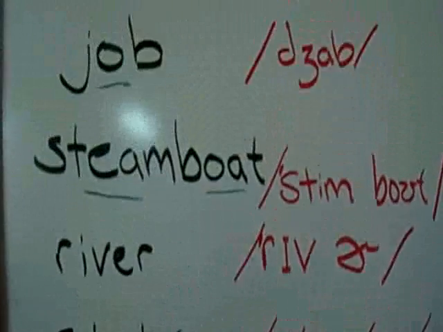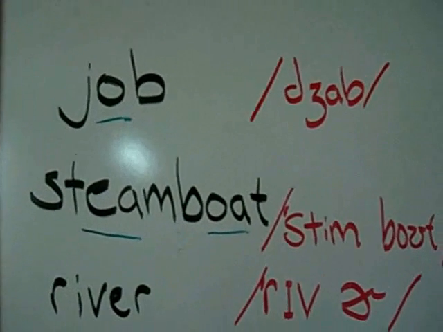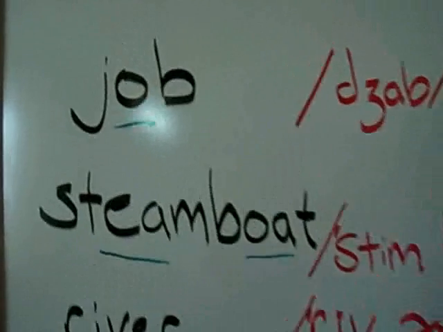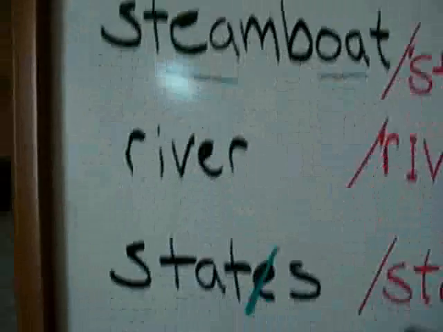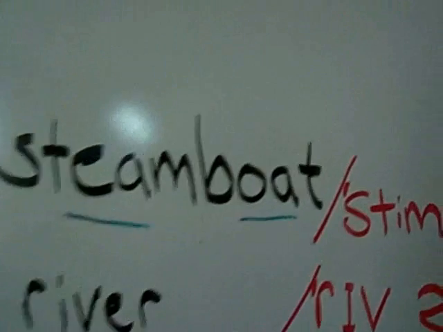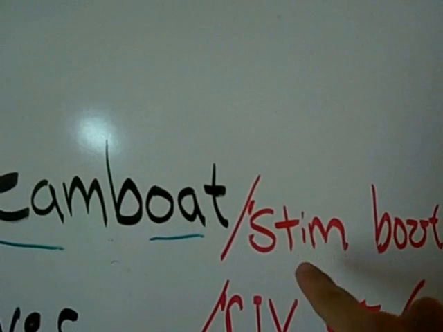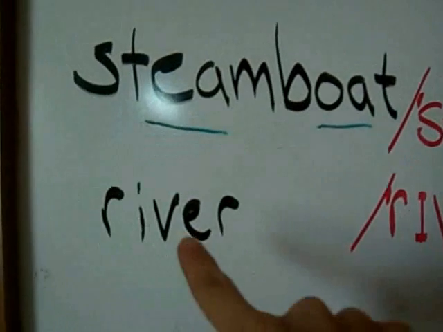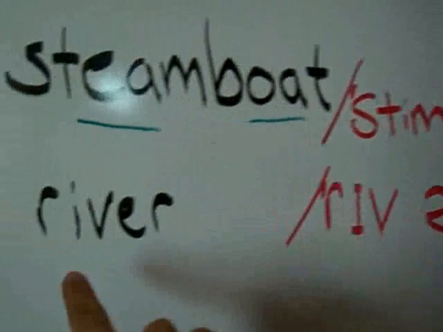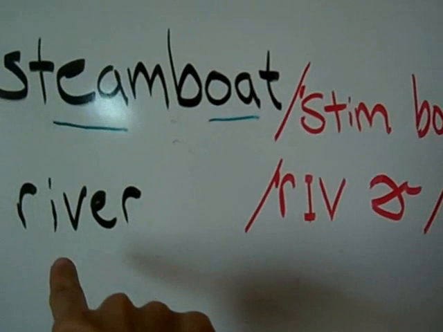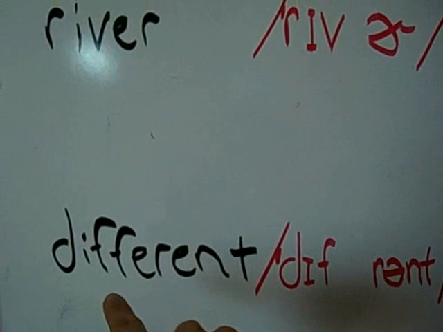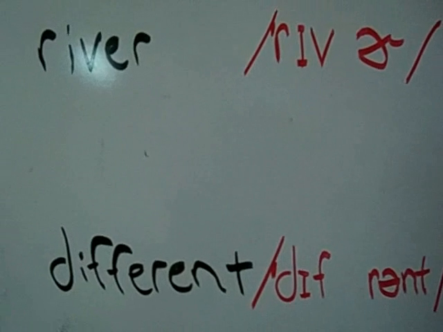So now you know how many syllables there are in each word, we can talk about which syllable is stressed. Now, we can only talk about word stress when there's more than one syllable. So we're not going to look at job, and we're not going to look at states. In steamboat, you will either look in a dictionary and see that the first syllable is stressed, or hear people speak and they'll say steamboat. River, you'll either hear people speak or you'll look in a dictionary and understand that the first syllable is stressed, river. And in this last word, again, you'll either look in a dictionary or hear people speak and they'll say different. Stress on the first syllable.